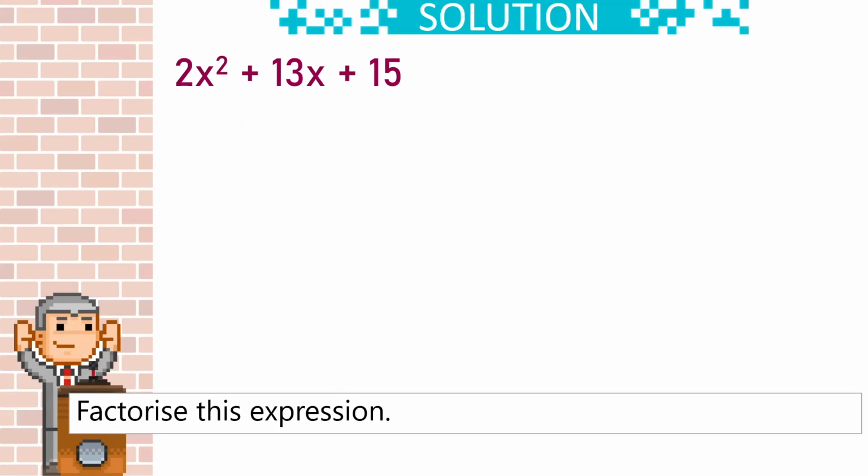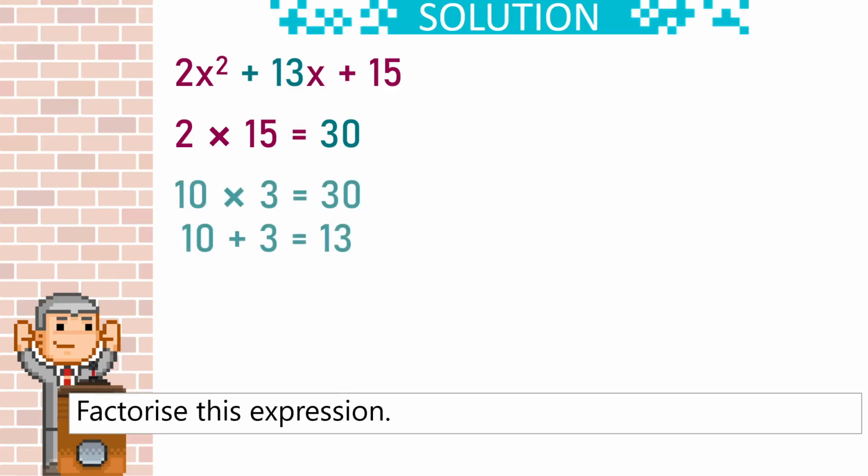When factorising a quadratic where a, which is the coefficient or the number before the x squared, is more than 1, which it is in here, you can see it's 2, we need to start by multiplying a and c, which is the number at the end, together. So we're going to multiply the 2 and the 15, which gives us 30. We're now looking for two numbers that add together to make 13 and multiply together to make 30. We can see that 10 times 3 is 30 and 10 plus 3 is 13. So our numbers are 10 and 3.